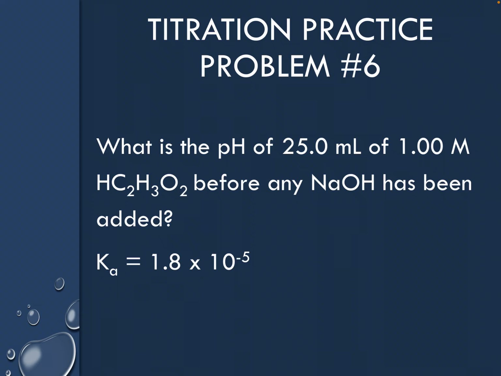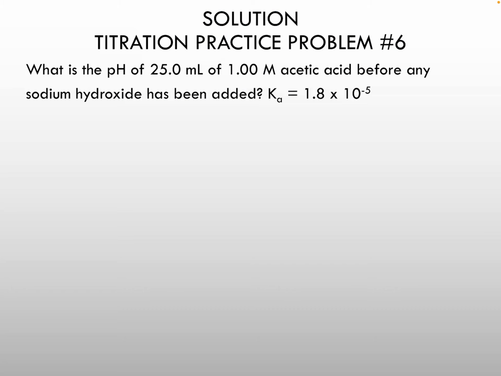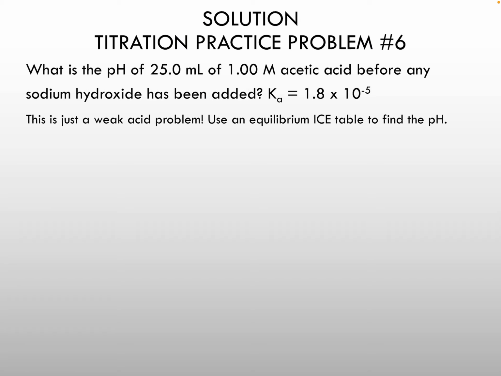So here's one. What is the pH of 25 milliliters of 1 molar acetic acid before any sodium hydroxide has been added? And so we've got the Ka there. So again, before any sodium hydroxide has been added, we just have our weak acid. So the way that we are going to calculate this is through an equilibrium with water. Okay, so we're going to do an equilibrium ICE table to find the pH of our weak acid.